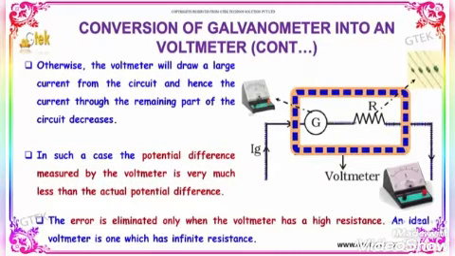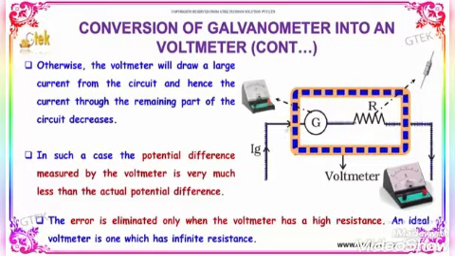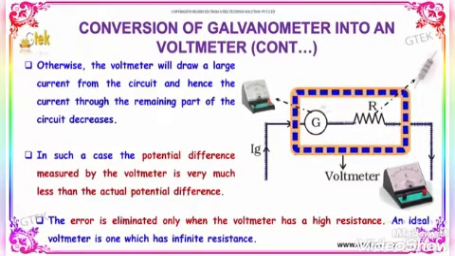Otherwise, the voltmeter will draw a large current from the circuit and hence the current through the remaining part of the circuit decreases. In such a case, the potential difference measured by the voltmeter is very much less than the actual potential difference. The error is eliminated only when the voltmeter has a high resistance. An ideal voltmeter is one which has infinite resistance.